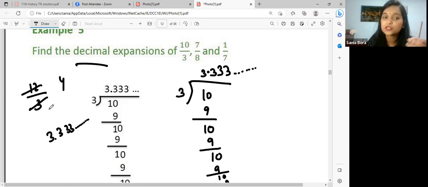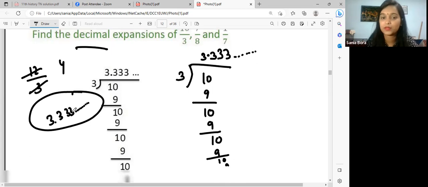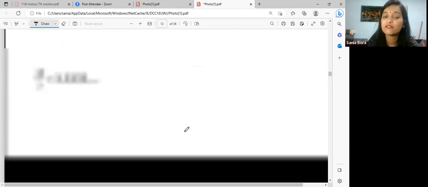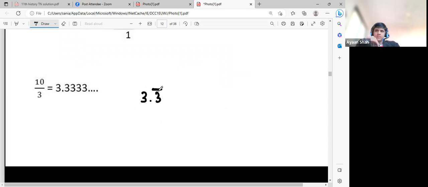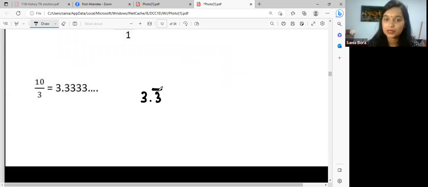But in maths, you don't write like this. You put a bar, which I will be telling you about. For example, you can write it like this, 3.3, and put a bar here. This bar means that it is continuously repeating. Clear? Okay. So this is the decimal expansion you got, right?